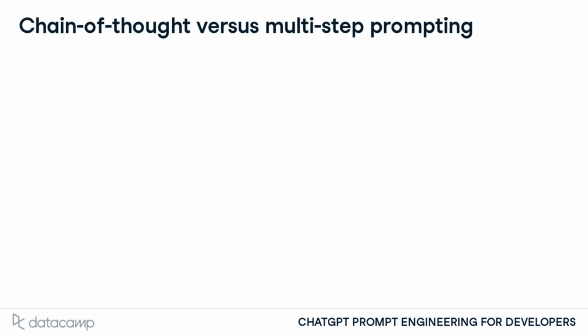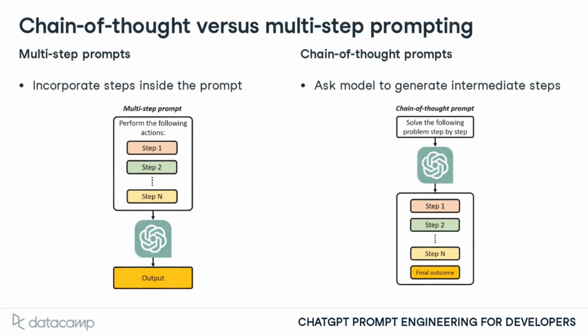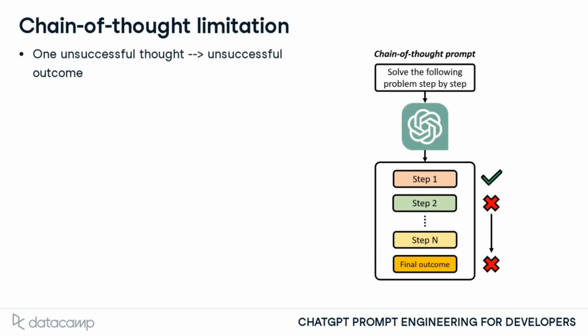Let's study the difference between multi-step and chain of thought prompts. With multi-step prompts, the various steps of the task are directly incorporated into the prompt itself, guiding the LLM's behavior. Chain of thought prompts take a different approach by instructing the model to generate intermediate steps or thoughts in its output as it solves the problem. This helps gain insight into the model's decision-making. One limitation of chain of thought prompting is that one thought with flawed reasoning will lead to an unsuccessful outcome. This is where self-consistency prompts come in.